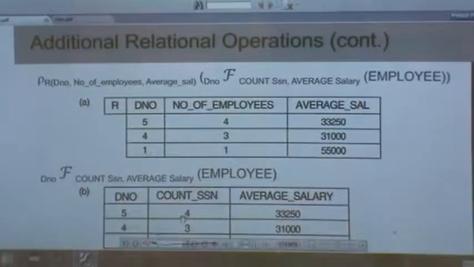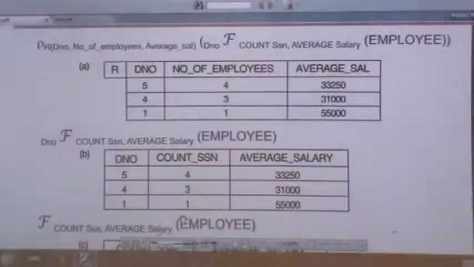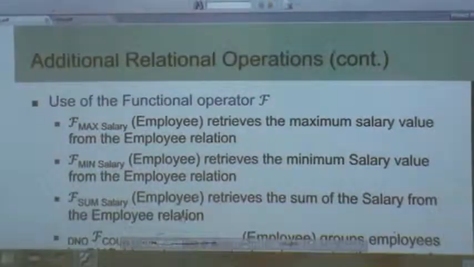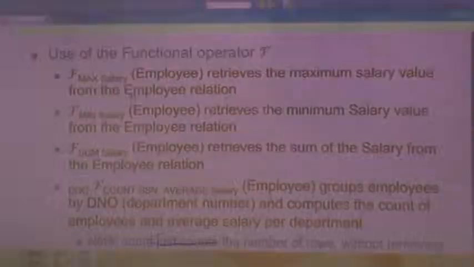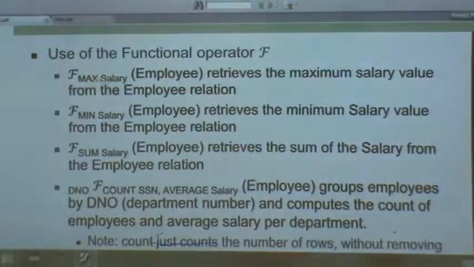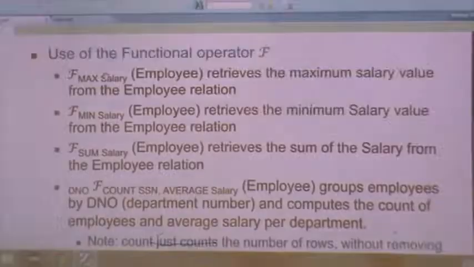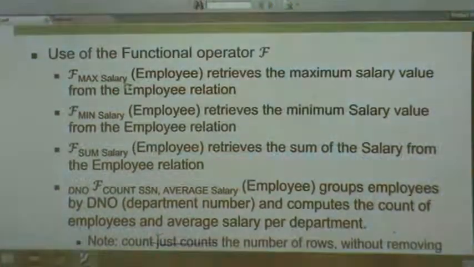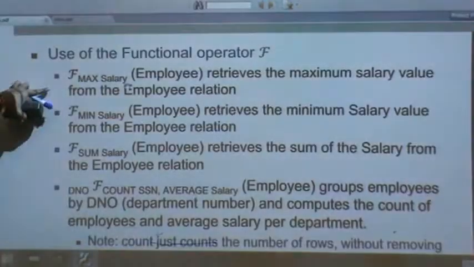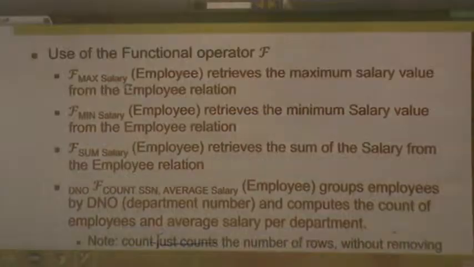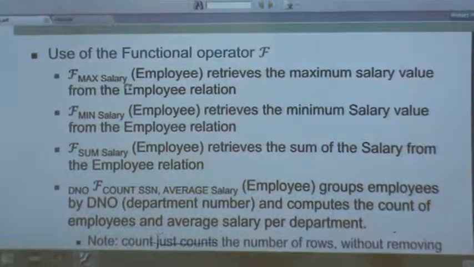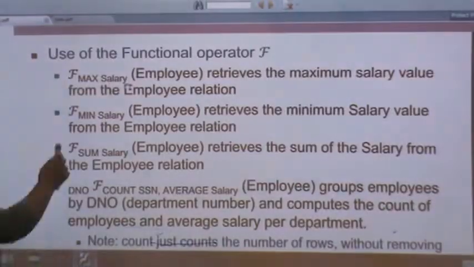So, here's some example. If you're trying to count something, like here, maximum salary from the employee, that retrieves the maximum salary value from the employee relation. When I'm saying salary, can anyone tell me how many columns it will return? Only the salary. Only one. Yes. So if it's an aggregate function, it will return only the salary that you are mentioning with the aggregate function.